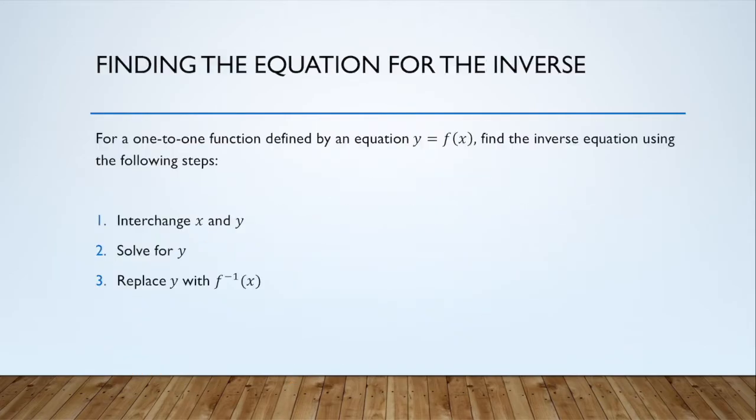Okay, now what if I wanted to find the equation for an inverse? So if I have a one-to-one function, you first got to check it's a function, then you got to check it's one-to-one, but then what you do is interchange your x and y, solve for y, and replace y with f inverse of x.